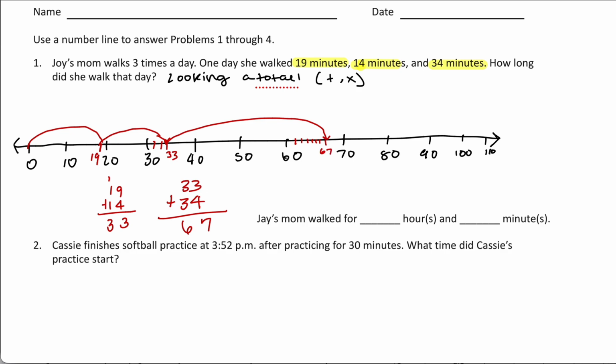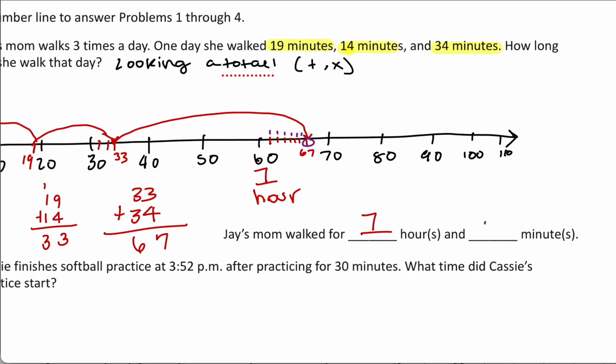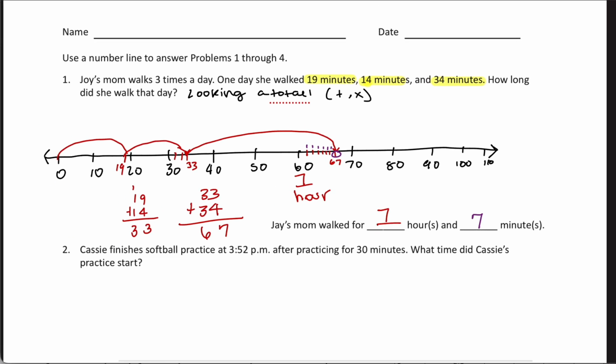Okay, so the question says, how long did she walk that day? Well, we know we went over the hour mark, so this makes 1 hour, okay? Since the 60 mark makes 1 hour, we know that she walked for a total of 1 hour, and how many minutes after that hour? Well, we can count on the number line here. 1, 2, 3, 4, 5, 6, 7. So she walked for 1 hour and 7 minutes, okay?